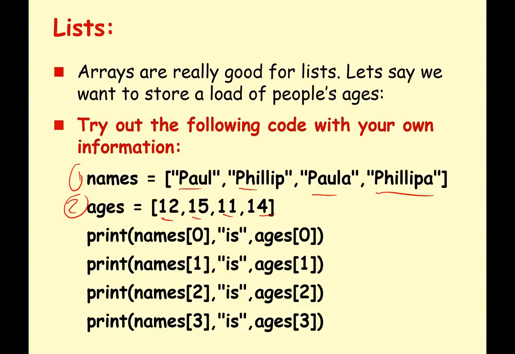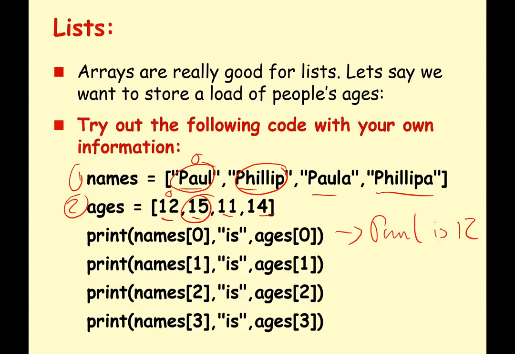So I'm going to say print name 0 is ages 0. What's that going to print? Well, we should guess it's going to go to position 0 on the first array and print out Paul. And then it's going to print out is. And then it's going to print out ages position 0, which is 12. So it should print Paul is 12. Print name 1 is age 1, should print Philip is 15. Then Paula is 11, Philippa is 14.